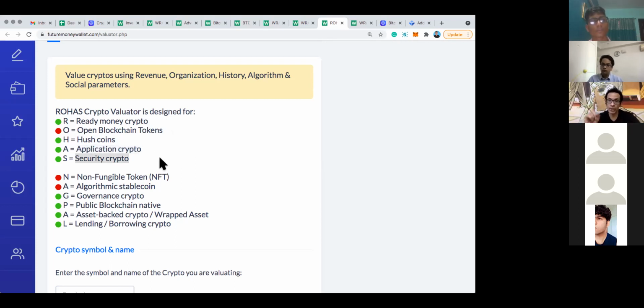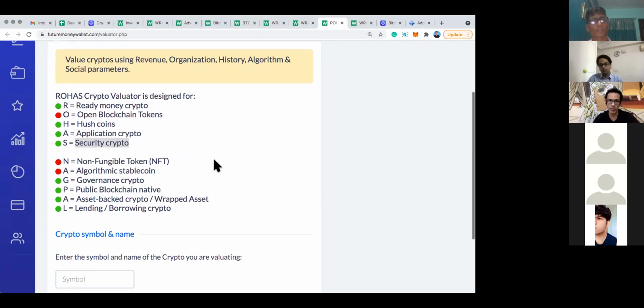Then we have security cryptos, which are just like equity shares. They represent ownership of a company. And who should regulate it? SEBI, because all equity transactions in our country are regulated by them. So SEBI would regulate security cryptos.